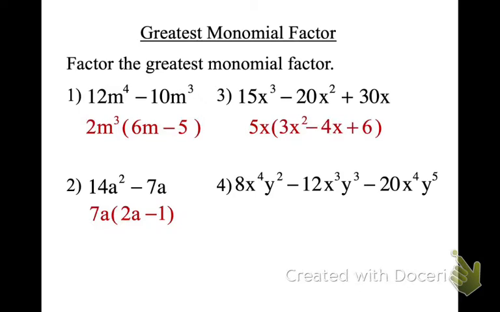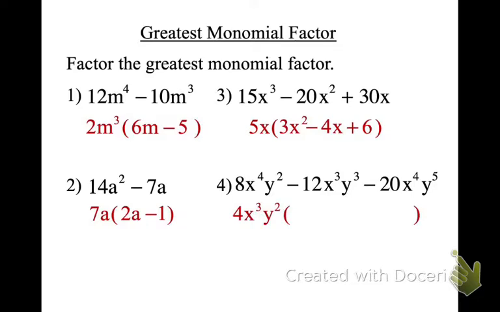Now let's check our next one. The greatest common factor is a 4. We have the greatest amount of x's is x to the third, and the greatest amount of y's is y squared. So 4x to the third, y squared.